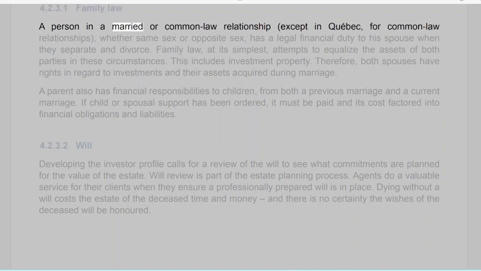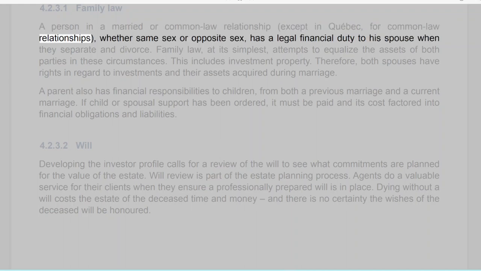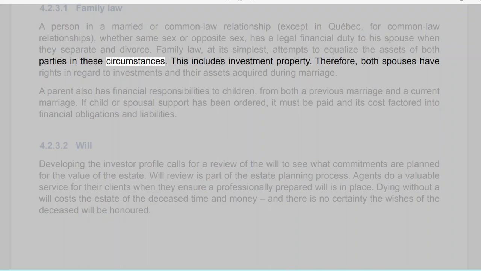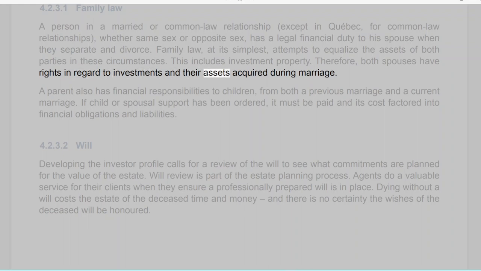A person in a married or common law relationship, except in Quebec for common law relationships, whether same sex or opposite sex, has a legal financial duty to his spouse when they separate and divorce. Family law, at its simplest, attempts to equalize the assets of both parties in these circumstances. This includes investment property. Therefore, both spouses have rights in regard to investments and their assets acquired during marriage.